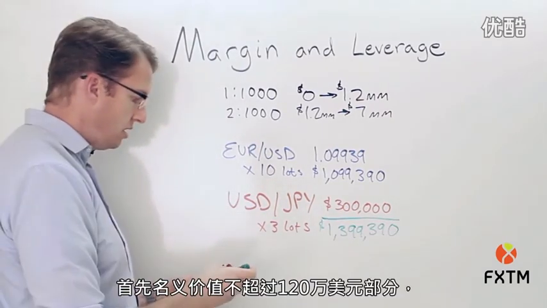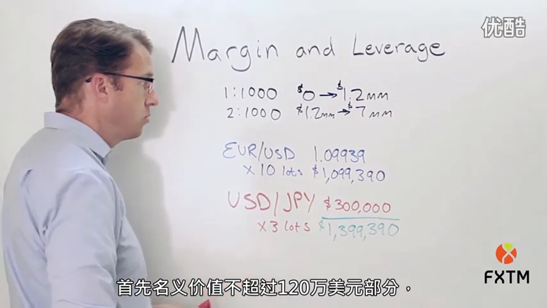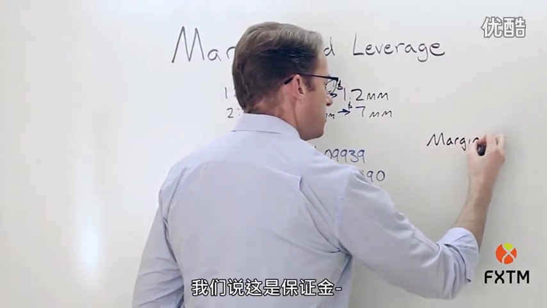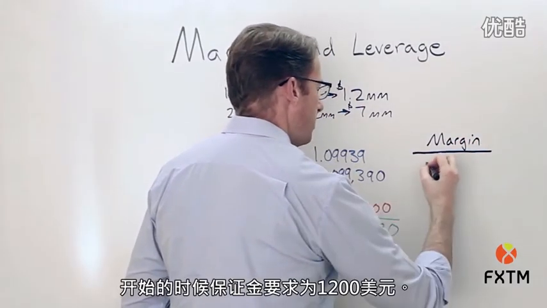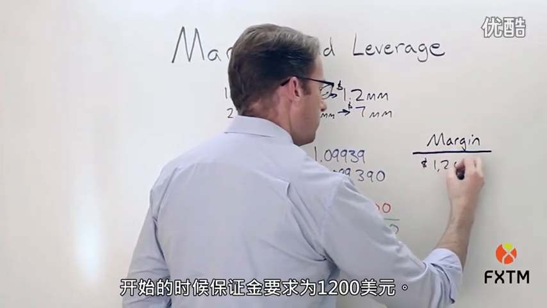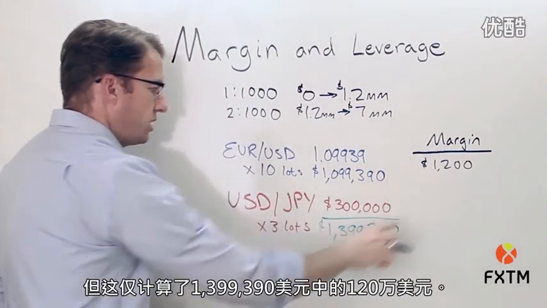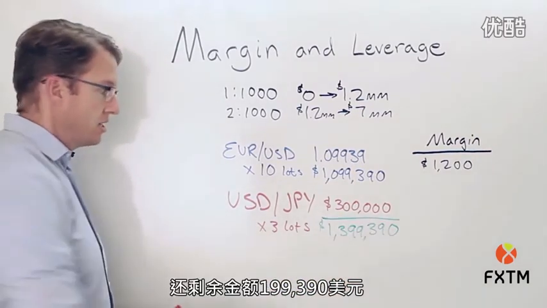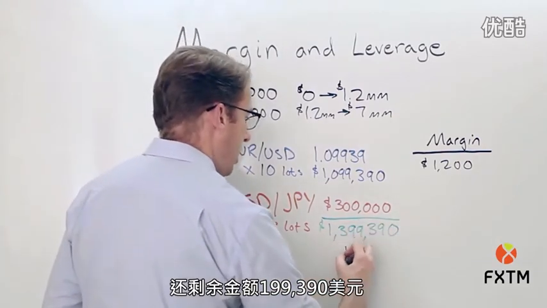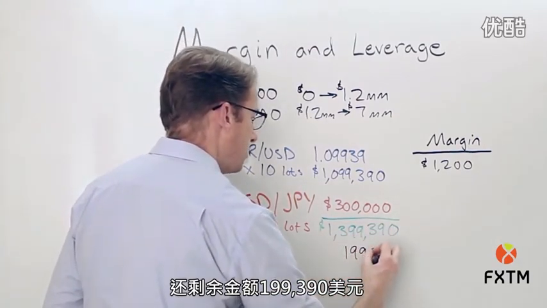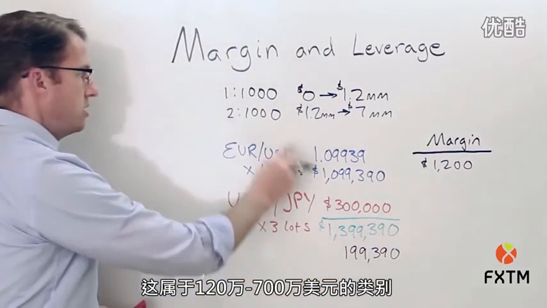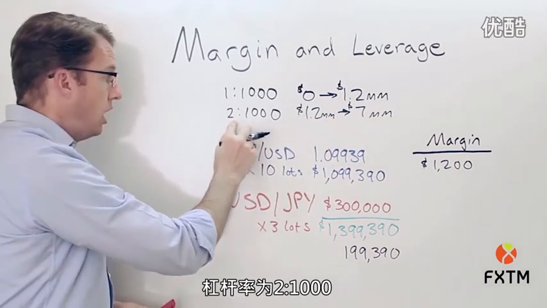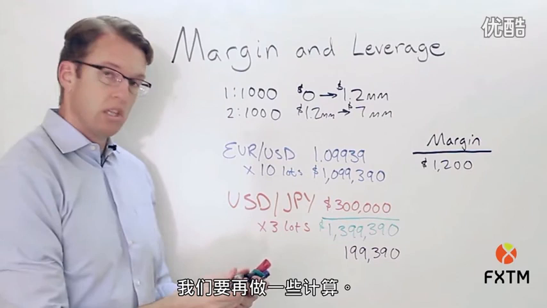Well, then that tells us that at least initially, up to the 1.2 million, we have, so let's create another little column here. We'll say this is margin. So initially we've got a margin requirement of $1,200 for that portion, but that's only going to cover 1.2 million of this $1.39939 million. So we actually have a leftover amount here of $199,390, which falls into this category between 1.2 million and 7 million with a leverage ratio of 2 to 1,000. So we'd have to do a little bit more calculation.